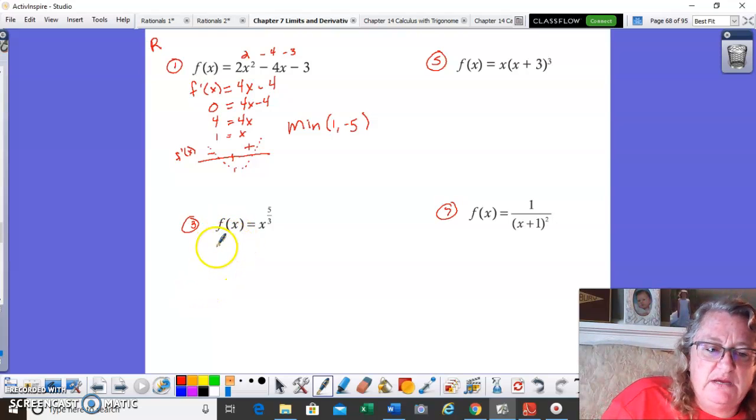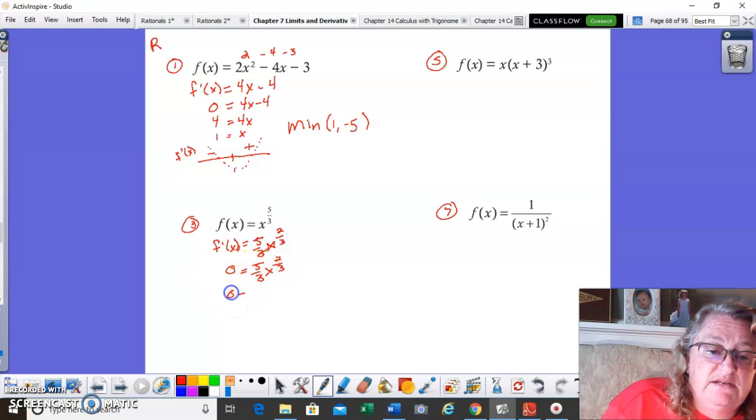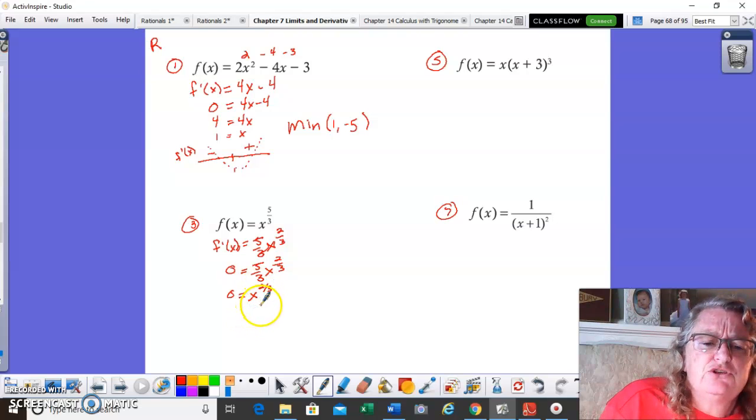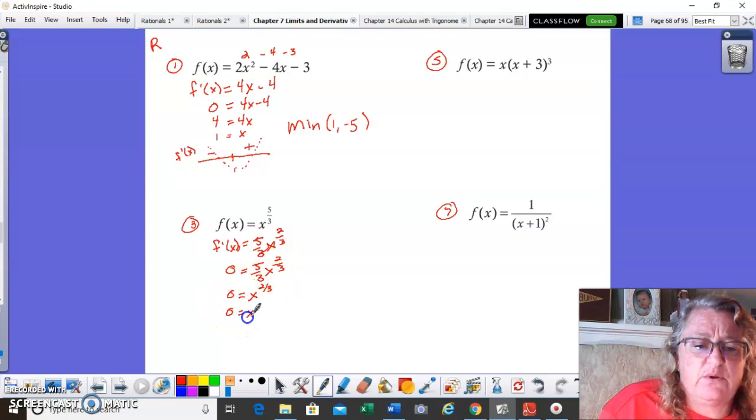Okay, number 3, I'm just going to do the power rule here to get the first derivative. The first derivative here is 5/3 x to the 2/3. So 0 equals 5/3 x to the 2/3. I'm going to multiply both sides by 3/5, so that gets me 0 equals x to the 2/3. And I'm going to raise both sides to the 3/2 power. That's how I'm going to solve this. So x equals 0, basically.